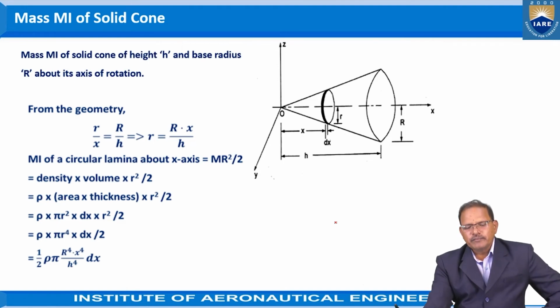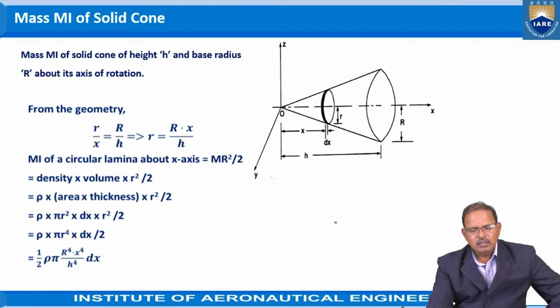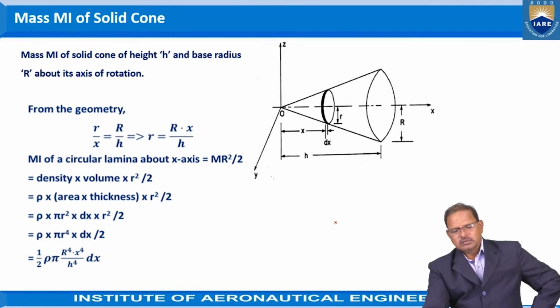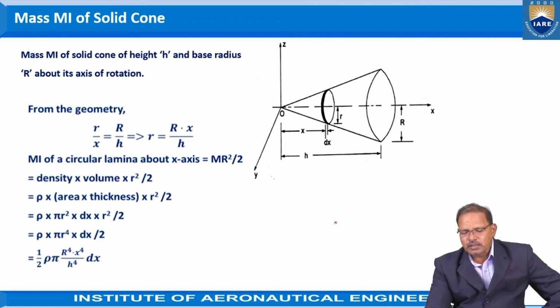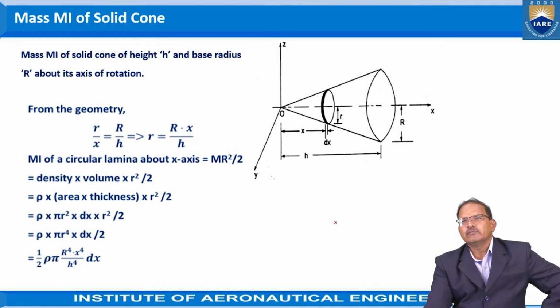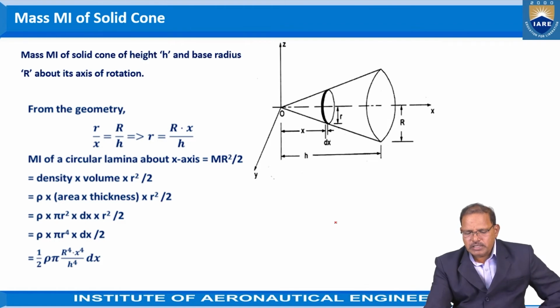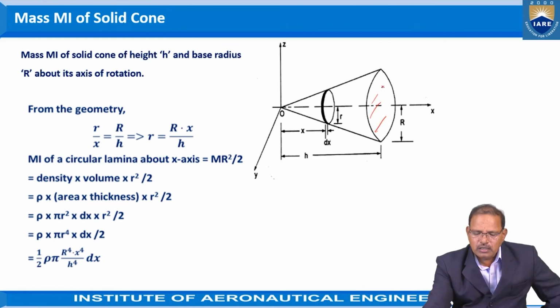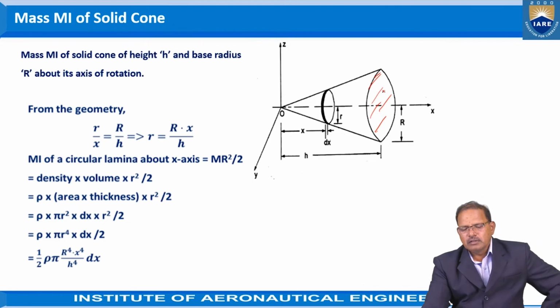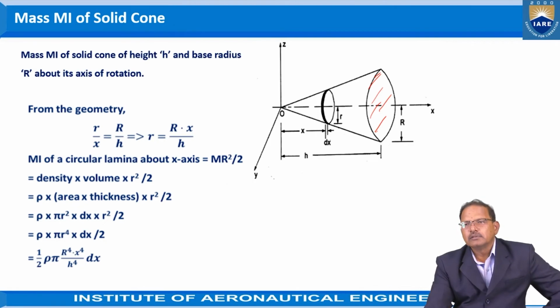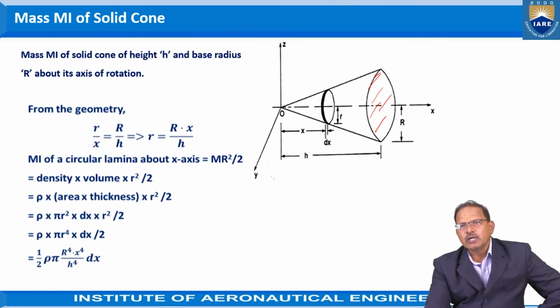Mass moment of inertia of a solid cone. Here, the solid cone is in the form of a right circular cone, that is, the axis is always perpendicular to its base, as shown in the figure. Let us consider the mass moment of inertia of the cone about a line which is perpendicular to the axis and passing through the apex, as shown in the figure.